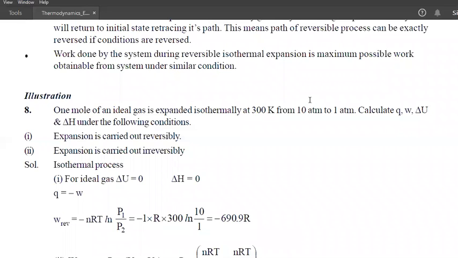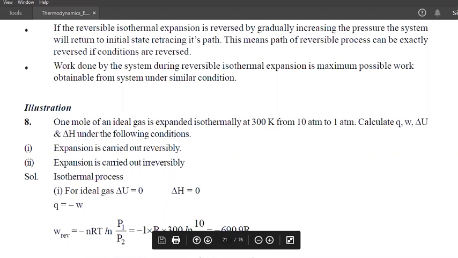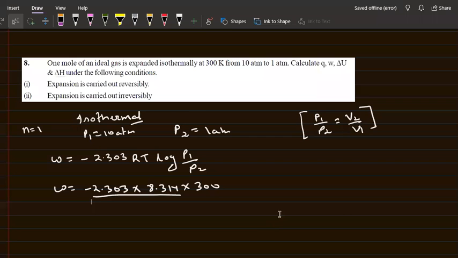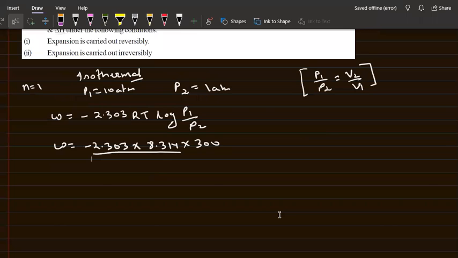Now what about irreversible expansion? Think about this. We have studied the formula now, right? Tell me, how many of you remember? For irreversible expansion, for an isothermal process, the work done for an irreversible process is equal to minus nRT.